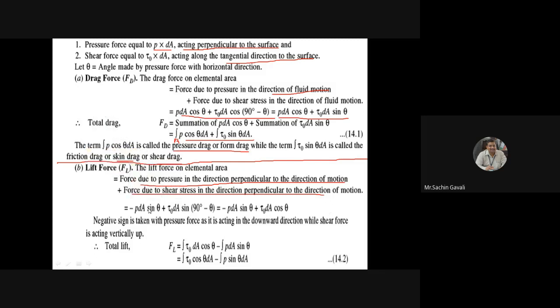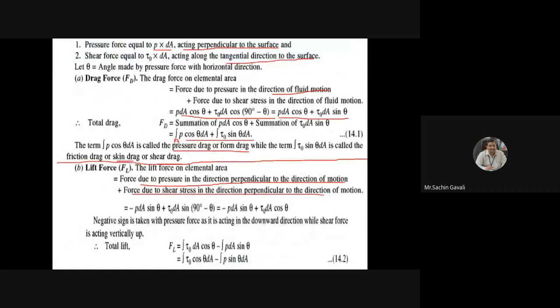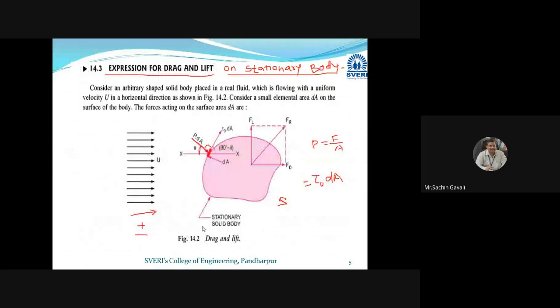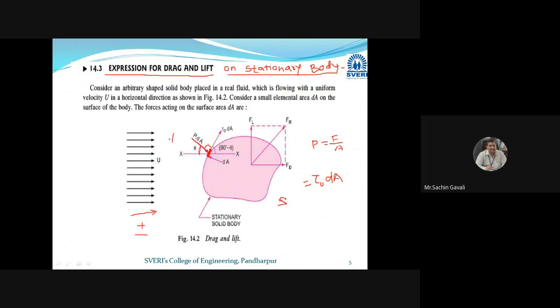Now, therefore, P dA sin theta: if you resolve P dA into cos theta and sin theta components, it will act in the downward direction. Therefore, it should be considered negative, and upward direction forces are positive. If you are not getting it, write down in the top margin of your notebook page that forces acting in upward direction should be positive, and forces acting in downward direction should be negative.